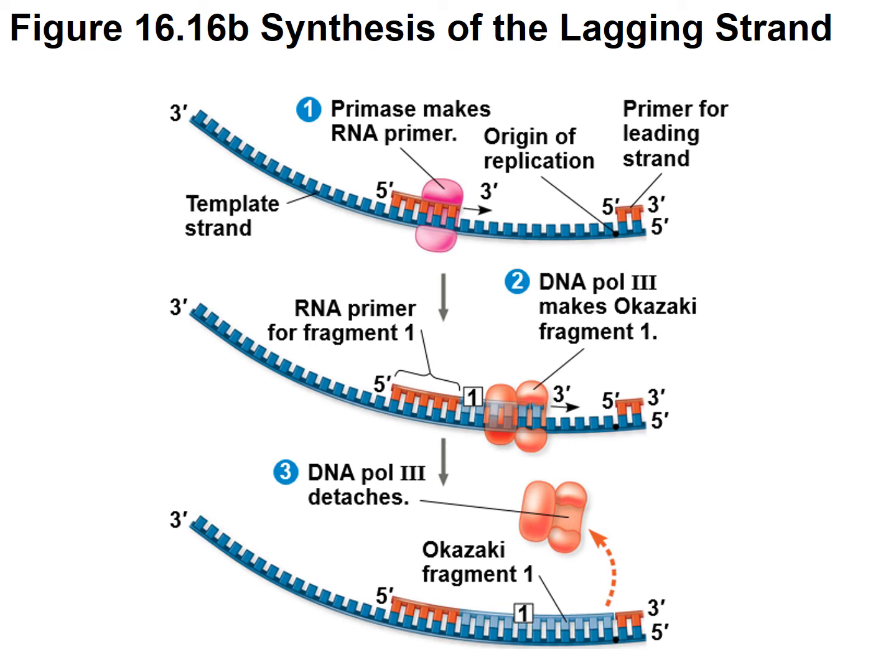In figure 16.16b, we see synthesis of the lagging strand. So primase makes the RNA primer. DNA polymerase 3 comes in and makes the first Okazaki fragment. As it opens up more, another primer is made and another Okazaki fragment is made. And this process is going to repeat itself over and over again.